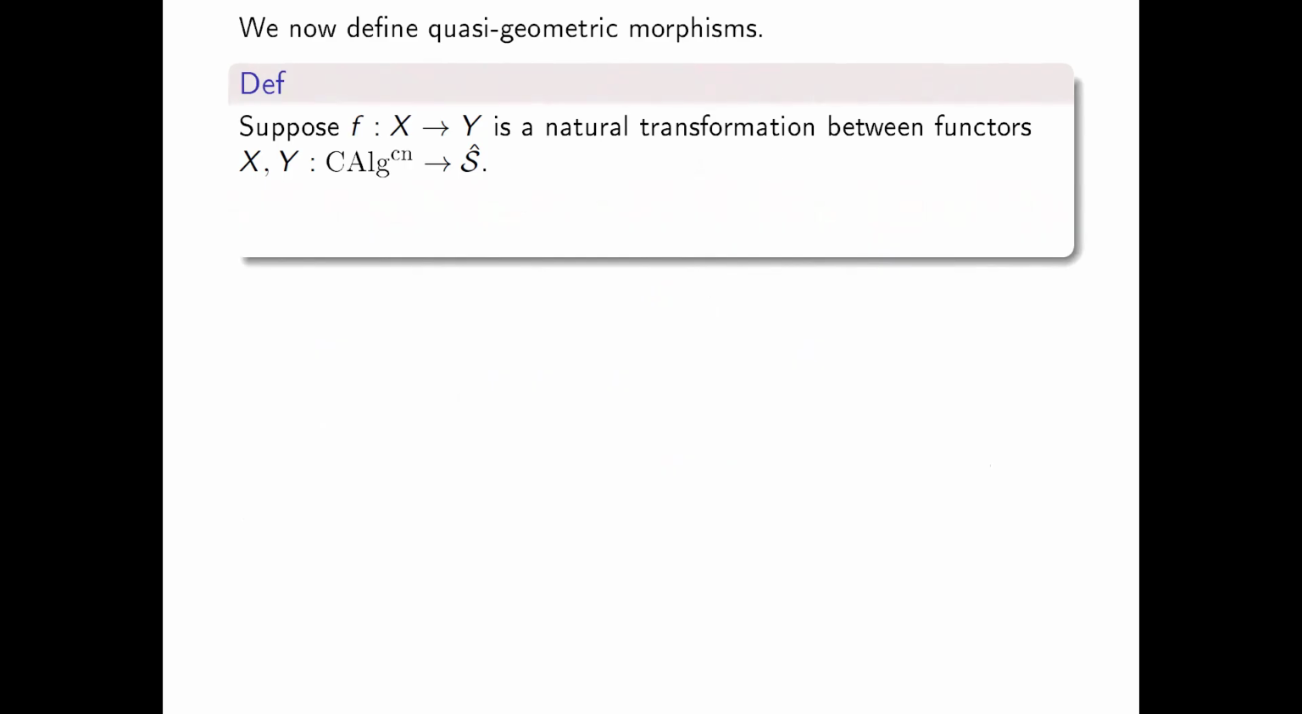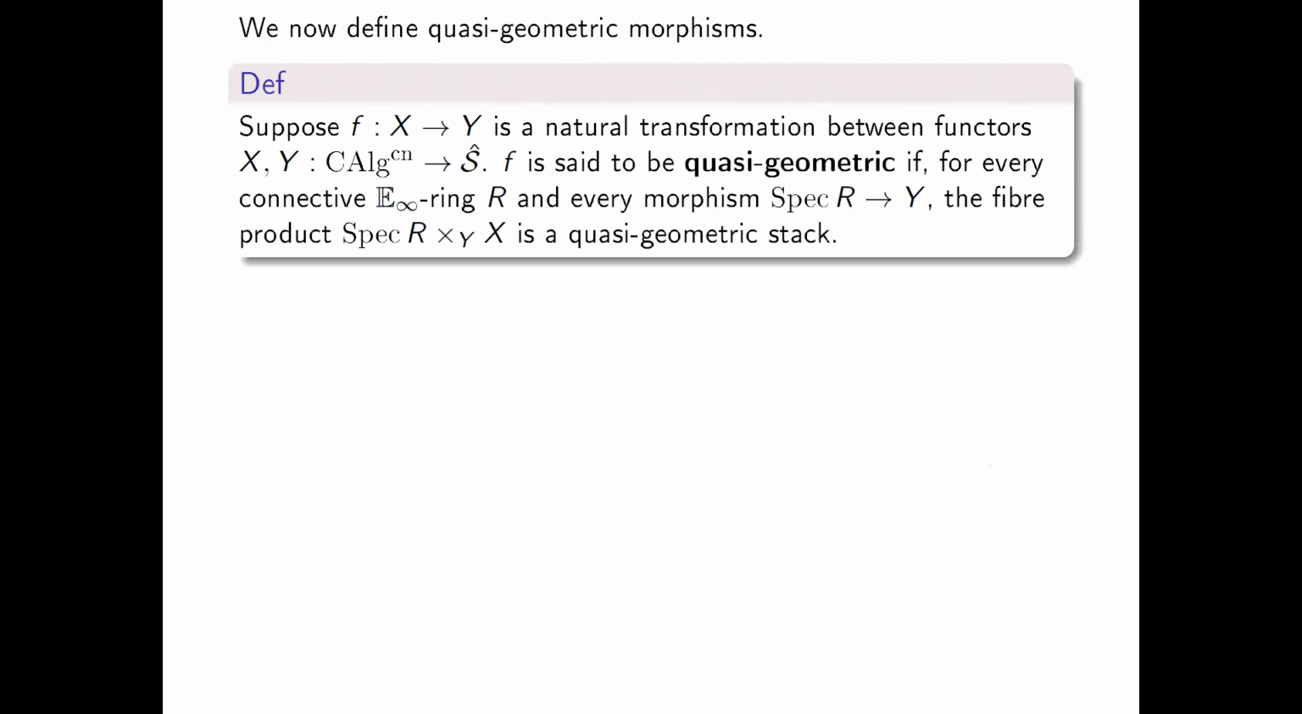Okay. So now we'll see what a quasi-geometric morphism is. Suppose you have a natural transformation between two functors from CAlg^cn to S hat. Then it is said to be quasi-geometric if for every connective infinity ring R and every morphism from spec R to Y, the fiber product of spec R with X is a quasi-geometric stack.